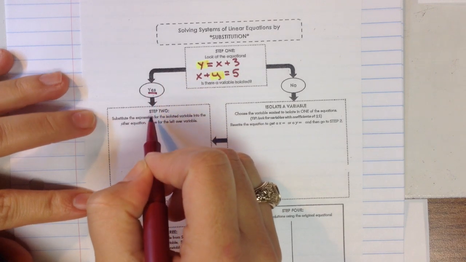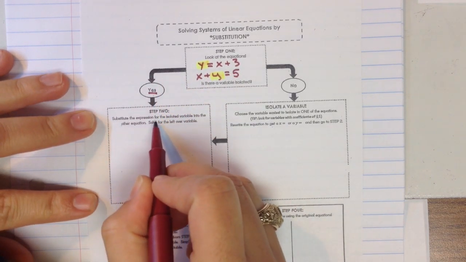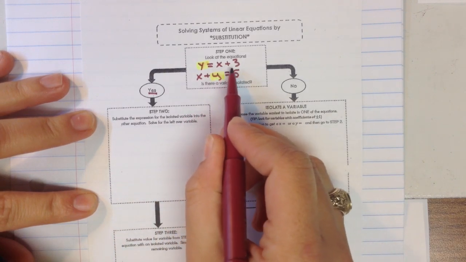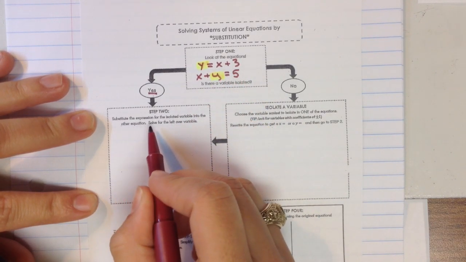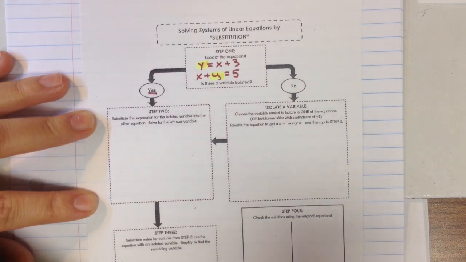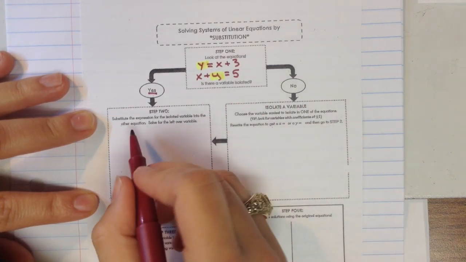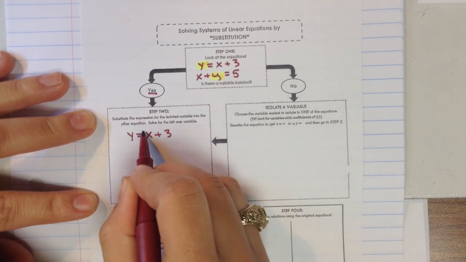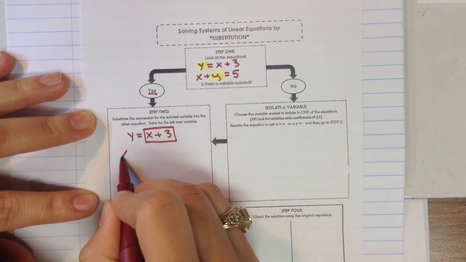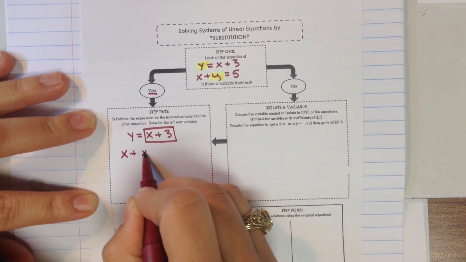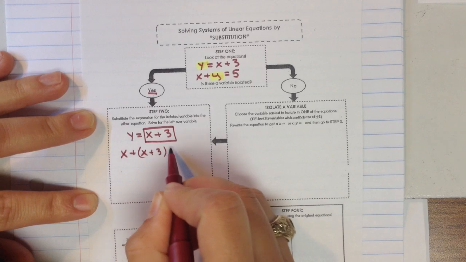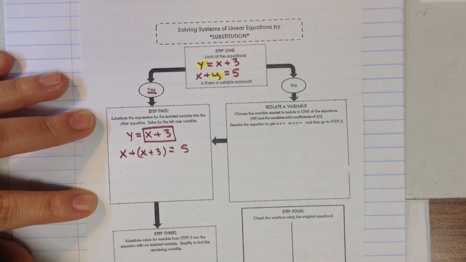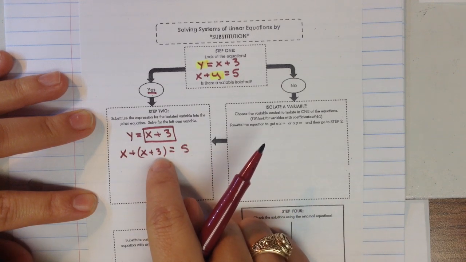Since it's isolated, we follow the yes page, and it says to substitute, or plug in, the expression for the isolated variable, this x plus 3, into the other equation. So here's how we're going to do that. We will take y equals x plus 3, and we will substitute this expression into x plus y equals 5. It said y a second ago, and now it says x plus 3, since that is what we're substituting in.